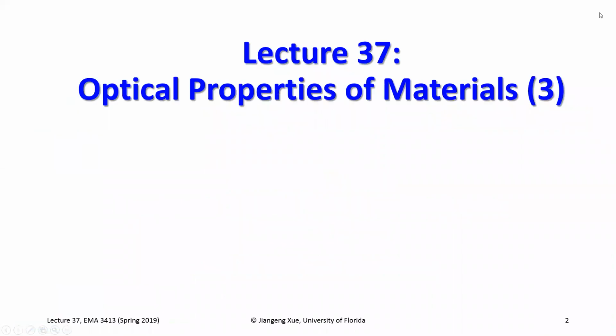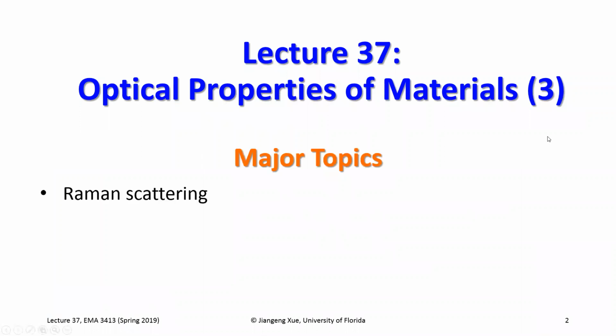Lecture 37 is our third and final lecture on optical properties of materials. In this lecture, we talk about Raman scattering and luminescence, and then we talk about two optoelectronic devices, solar cells and light-emitting diodes.